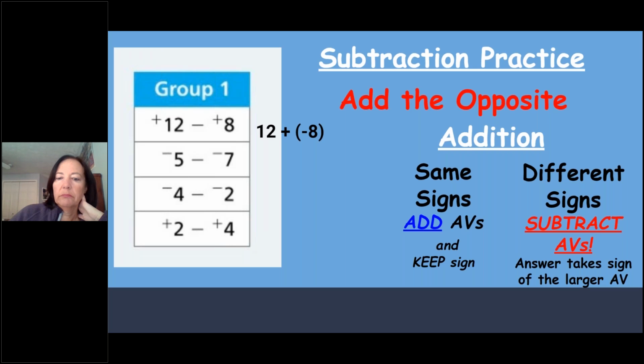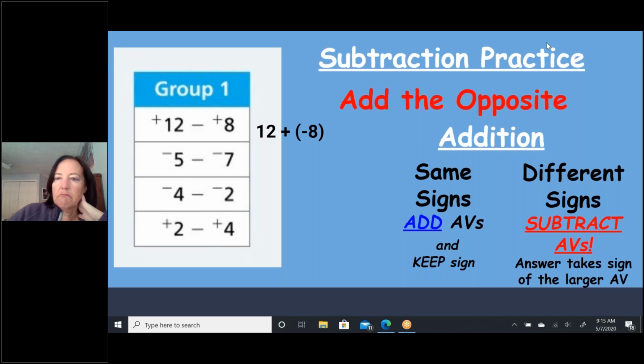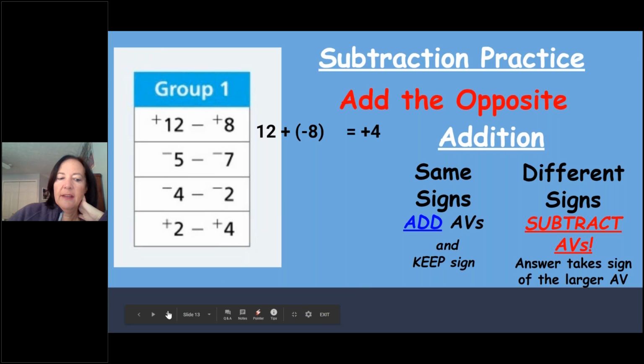It's gonna be positive 4. You're awesome. That's great. If we can make our screen show that. There we go. Okay, the next one, negative 5 minus a negative 7.